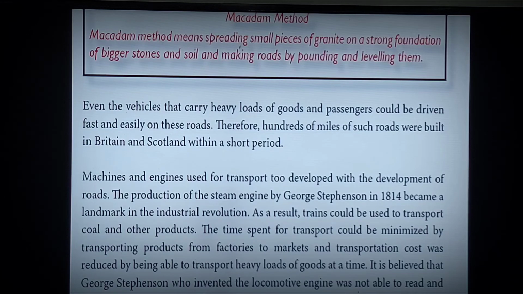Machines and engines used for transport developed with the development of roads. The production of the steam engine by George Stephenson in 1814 became a landmark in the Industrial Revolution. As a result, trains could be used to transport coal and other products.